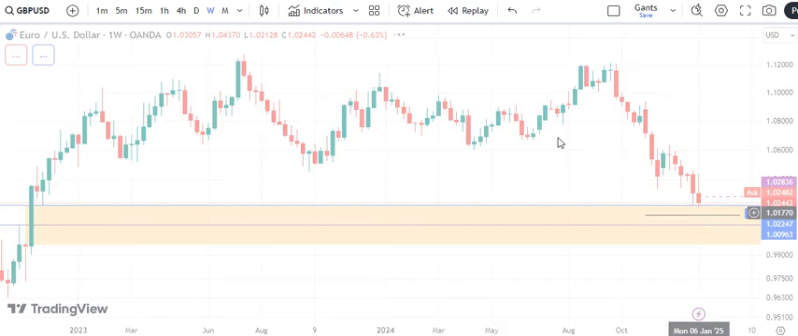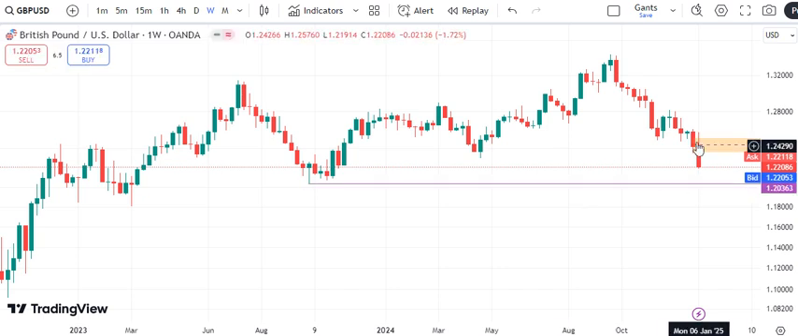Same as GBP USD, we had a momentum bearish candle, so I want to see a surge lower, taking out this sell side liquidity here before any significant pullback. That's what I'm looking at. Before any significant pullback into this range.